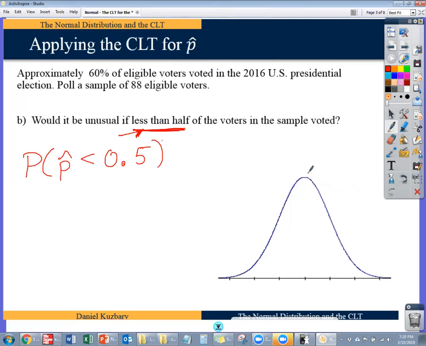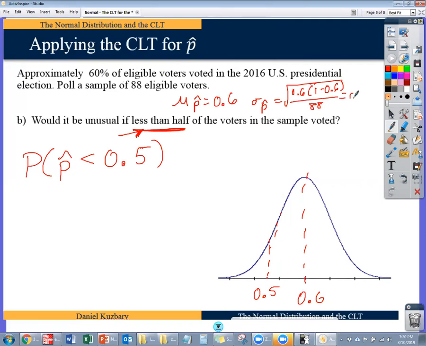So we're going to see what this probability really is. We know the mean's 0.6, and I want to see the chance that it's less than 0.5. It's probably right there-ish. Let's remind ourselves that the mean of p hat is 0.6. The standard deviation of p hat we found using this formula, the square root of 0.6 times 1 minus 0.6 over 88, and we found that to be 0.05. So that's the mean and the standard deviation that I'm using when I do my normal CDF stuff. And frankly, any problem with this situation is going to use that mean and that standard deviation.